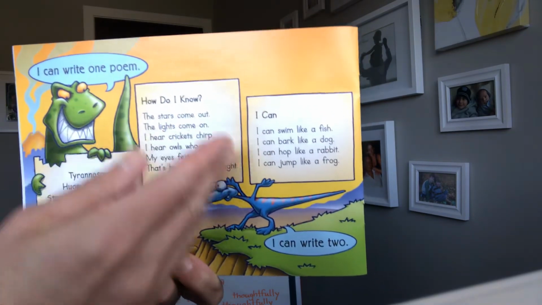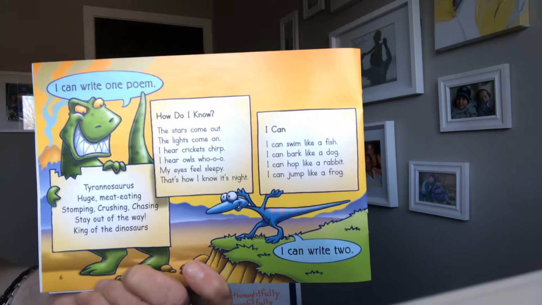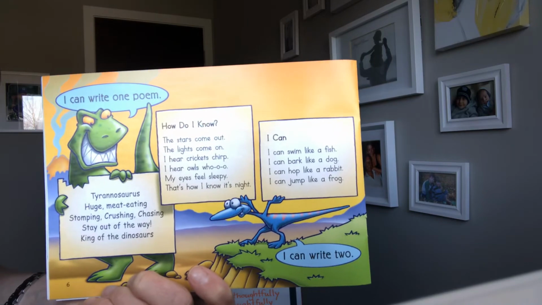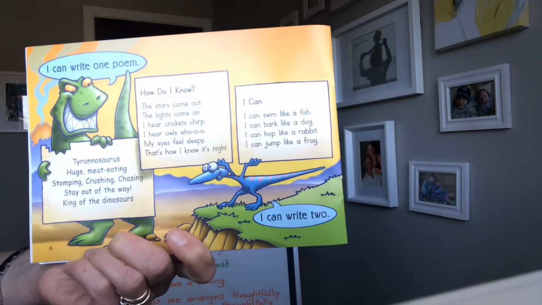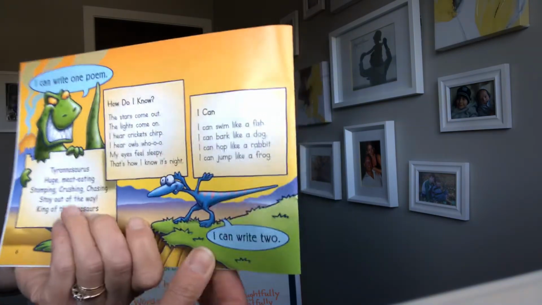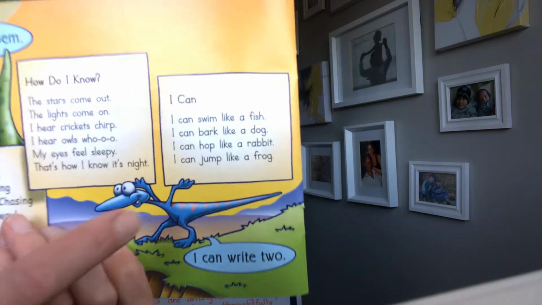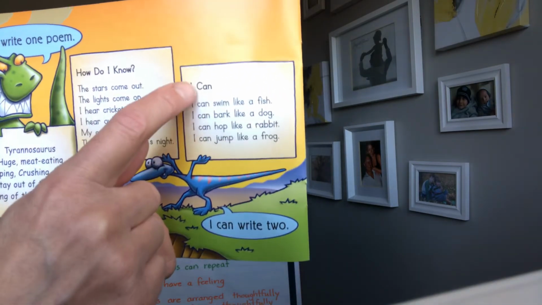Maybe you could use this same idea and write one about how do you know it's day? Or, oh my goodness, you could write one, how do you know it's spring? You've been working all on that. That's a great topic for a poem. This one would be easy to write if you wanted to copycat the idea and change it a little bit. This one's called I Can.